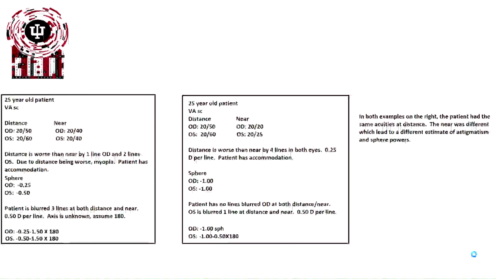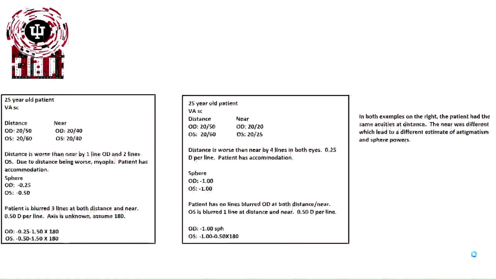Let's look at our other patient. In the same situation, they both see distance the same as the first patient. They see 20/50 in the right eye, 20/60 in the left eye. But in this case, their near acuities are 20/20 in the right eye and 20/25 in the left eye. Since the distance is worse than the near by 4 lines in both eyes, we consider a quarter diopter per line. The sphere power we expect in both eyes is 1 diopter.